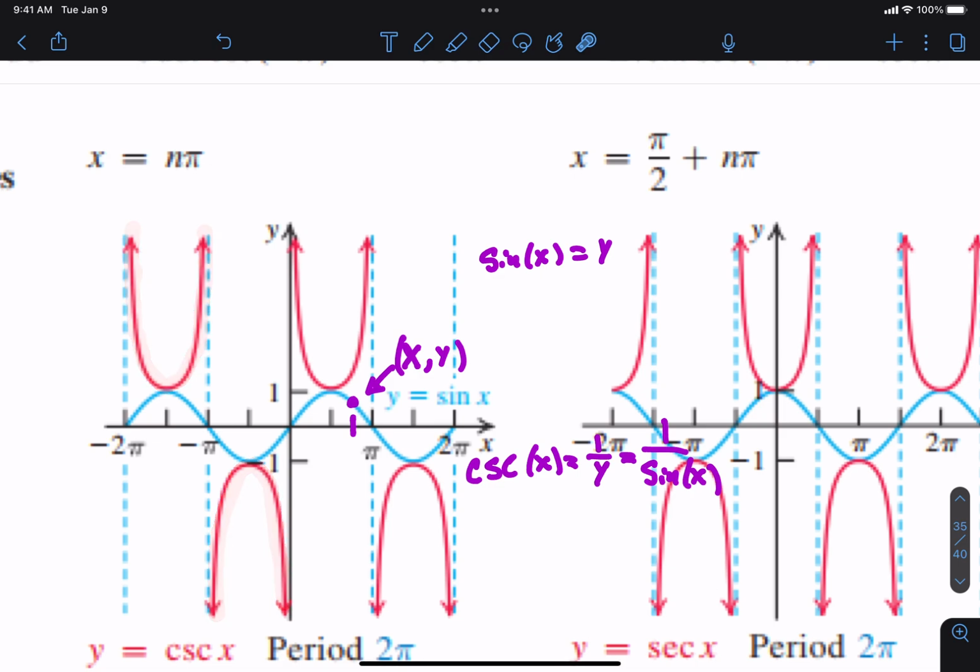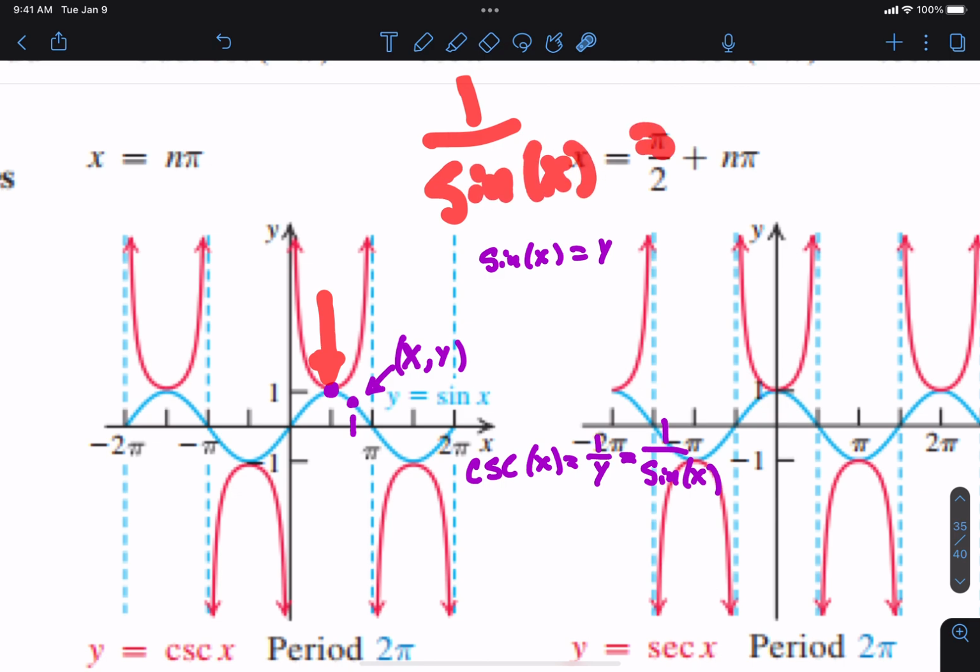So why are they going to touch at exactly this point? Why should they touch here? Because this is the point where 1 over sine of x would be equal to 1 over 1, which is 1. So because the denominator is 1, the whole fraction is 1, and so the denominator is equal to the fraction.